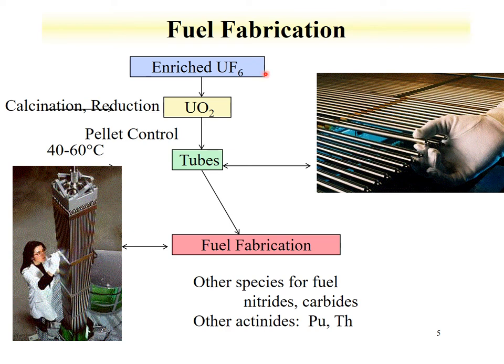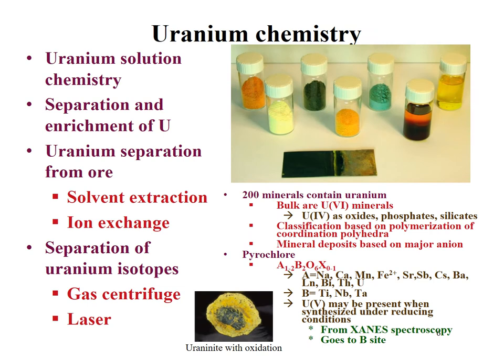Once uranium is enriched, it can be pressed into pellets, primarily UO2 in existing commercial nuclear reactors. These are pressed into pellets as you did in one of the laboratories. Those pellets are then inserted into tubes, those tubes into assemblies, and then these assemblies get placed together inside of a reactor. Other species of uranium can be used for fuel, such as nitrides, carbides, metals, and also other actinides: plutonium, which is fissile, and thorium-232, which captures a neutron, creating thorium-233, decaying to uranium-233 through protactinium-233.